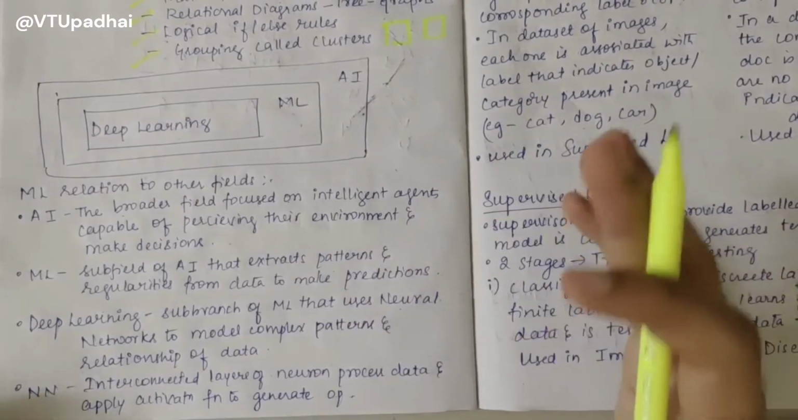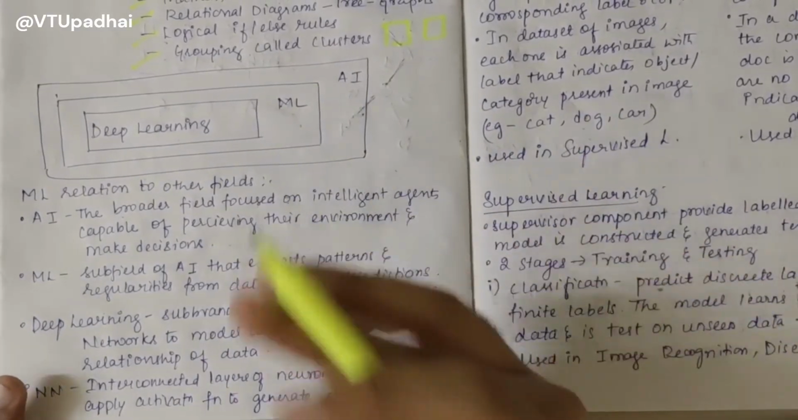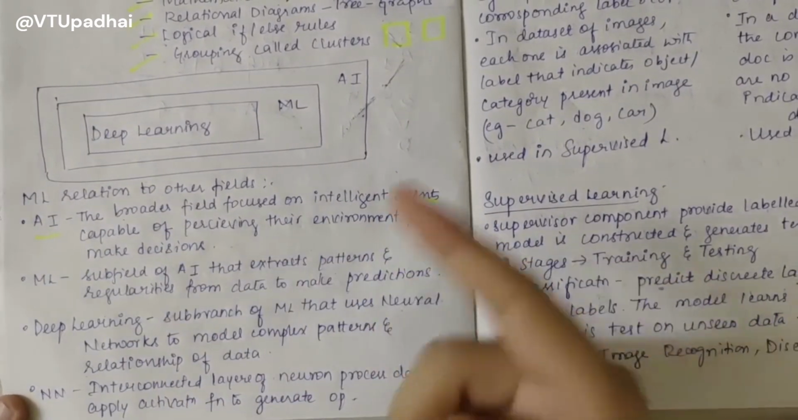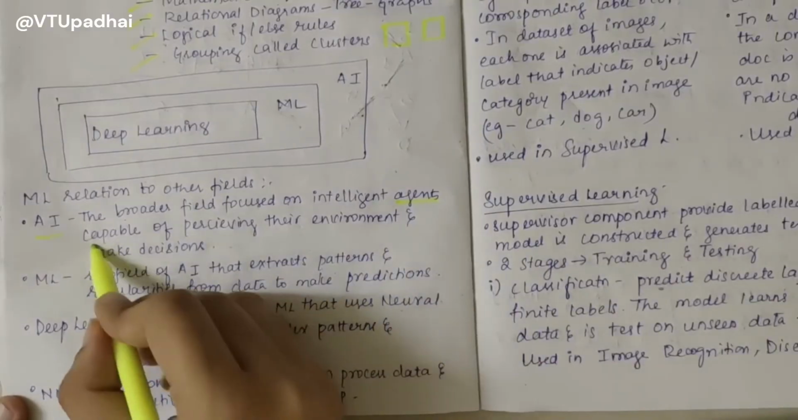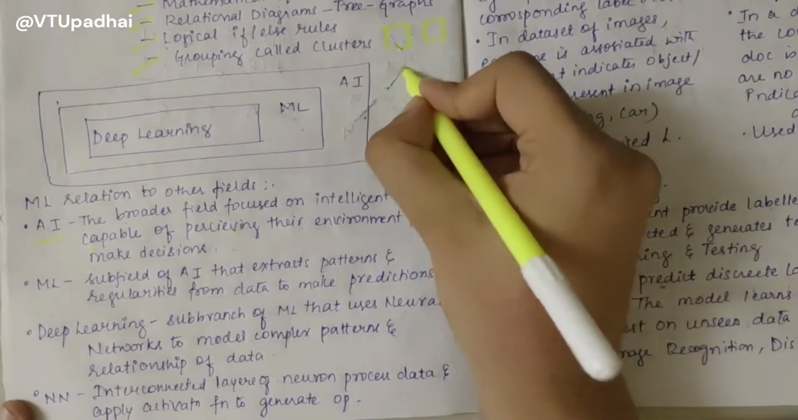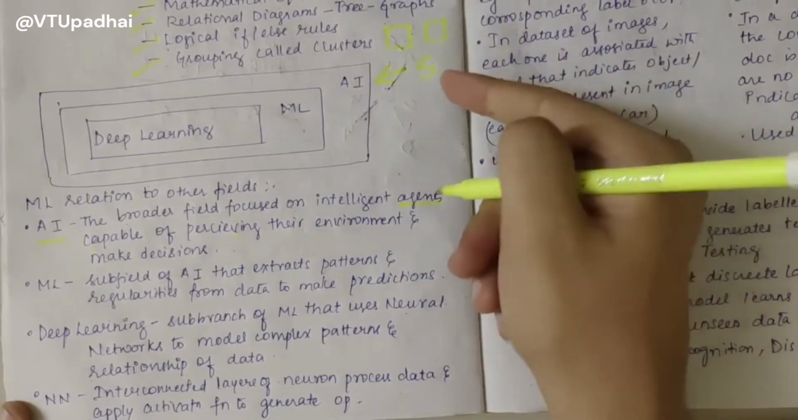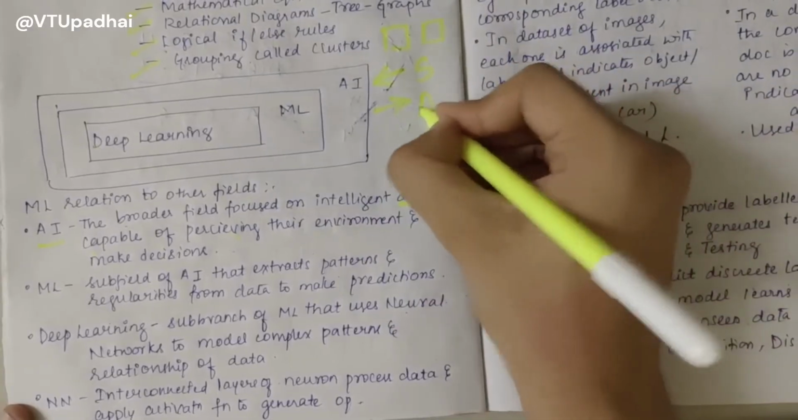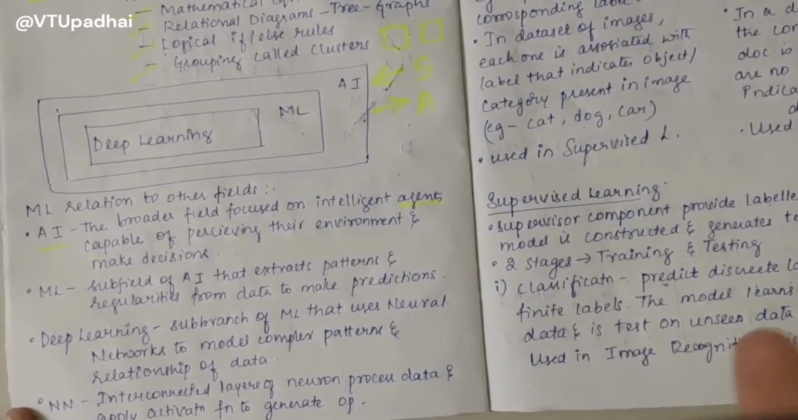AI is the broad spectrum under which ML and deep learning come. AI is the broader field focused on intelligent agents. We have seen what agents are in the first module: capable of perceiving their environment and making decisions. Depending on the input taken through the sensor, a certain action is performed through the actuator. That is what an agent refers to.